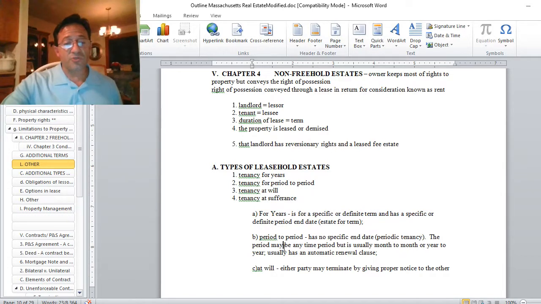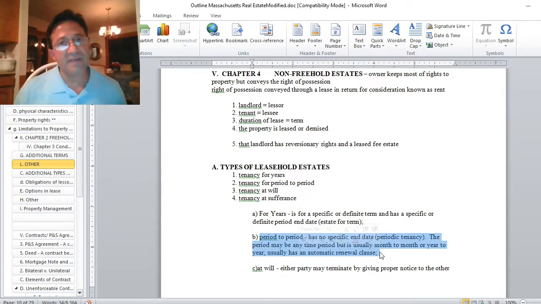Now, as opposed to the next one, which is a tenancy from period to period. Tenancy from period to period will be for any period of time, but it's usually month to month, as it says here. And it usually has an automatic renewal clause. So in other words, it doesn't have a specific end date in there. And there's your difference between a tenancy for years and a tenancy from period to period.